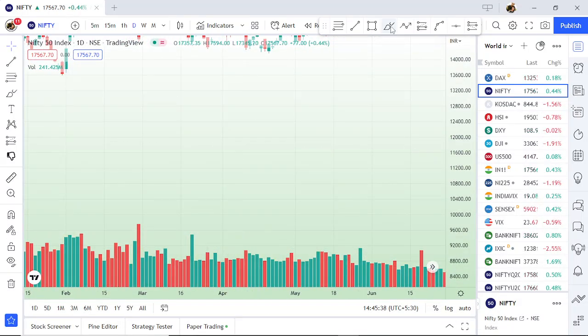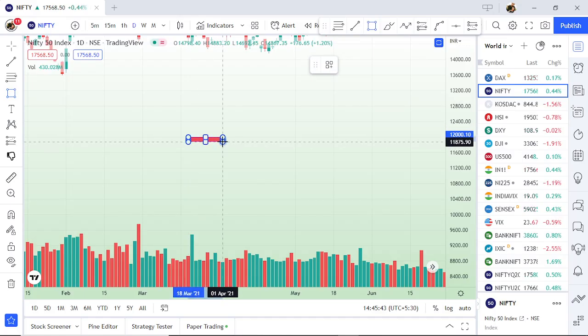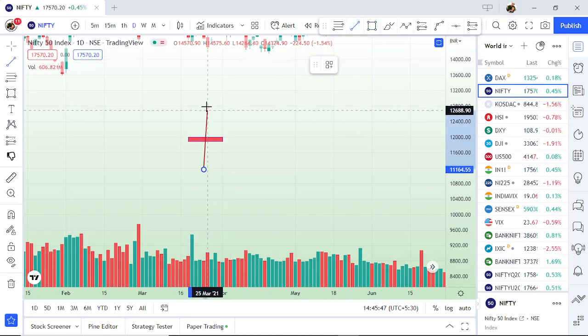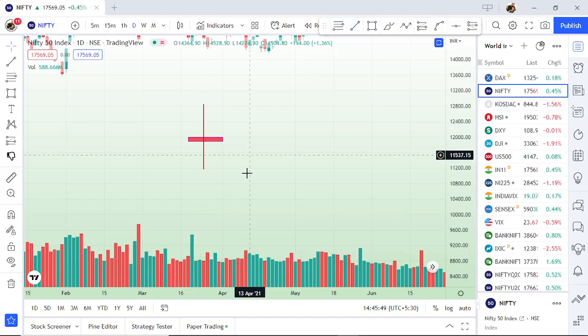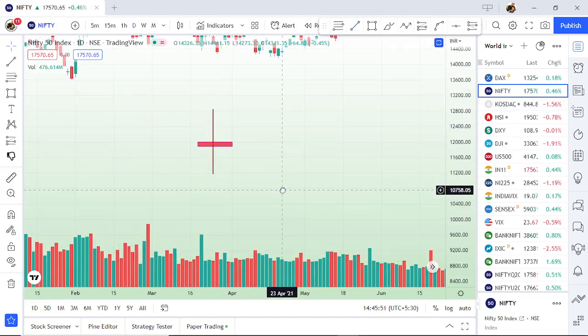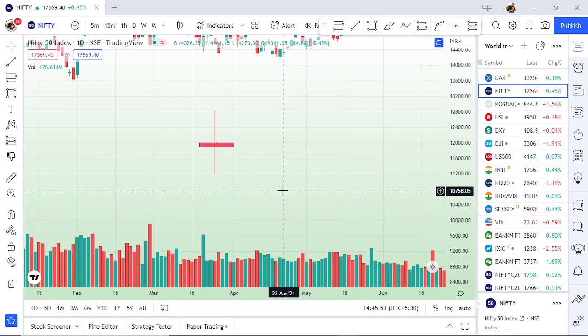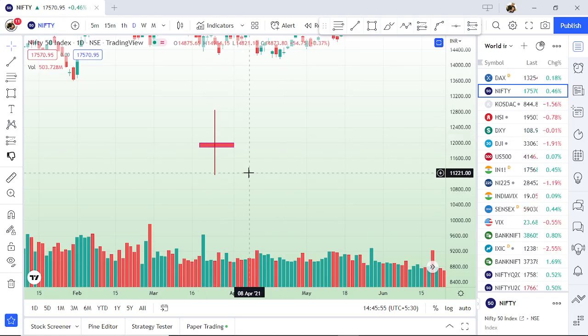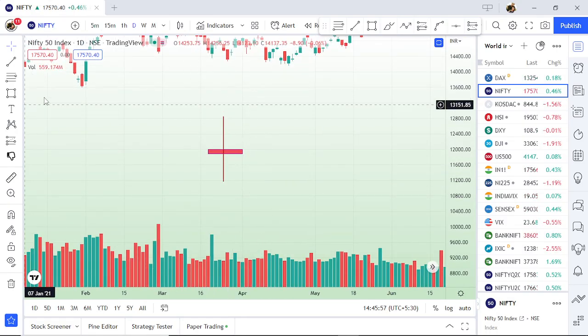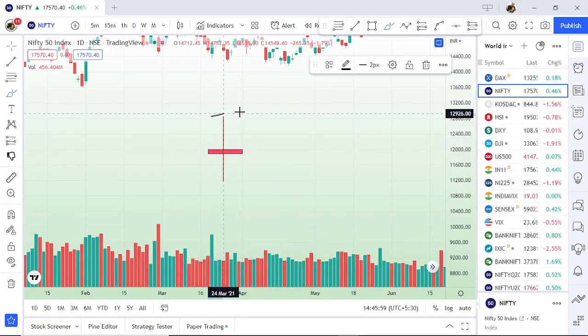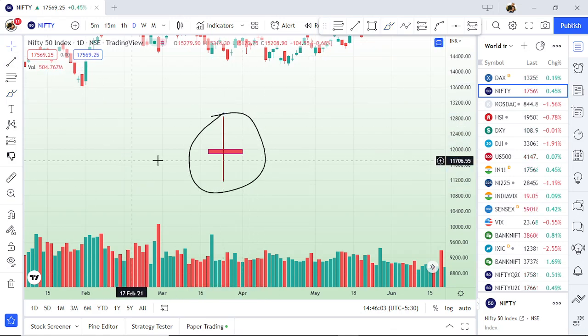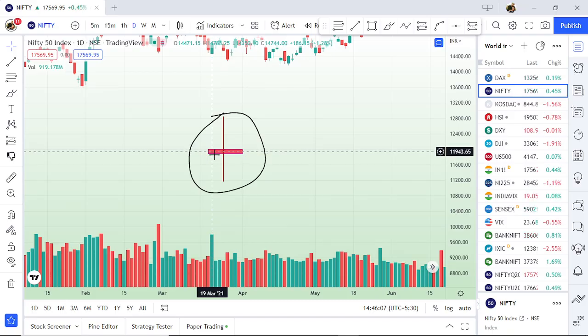So what is a doji pattern? The doji pattern looks like this. Okay, this is how a doji pattern looks. So what is the psychology behind this pattern? Okay, this is a confusion pattern. This is called a confusion or a neutral pattern, which means, as we have discussed, that this is the opening, right? Opening, and this is the closing.